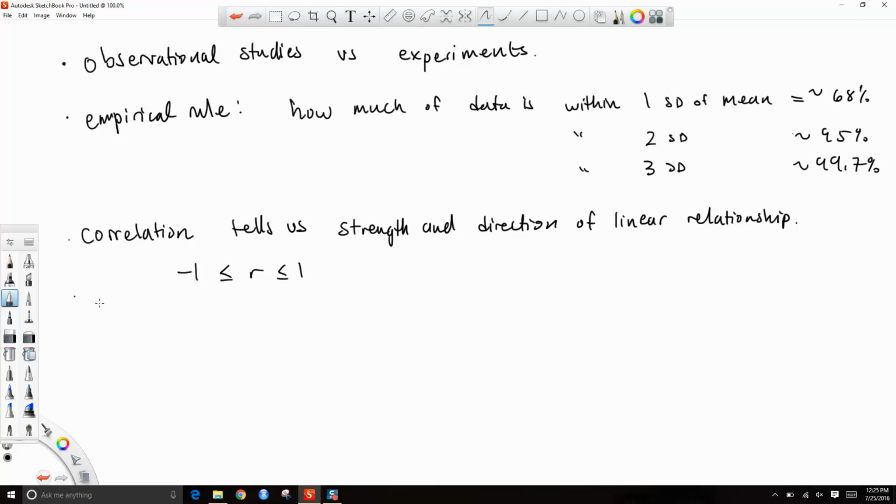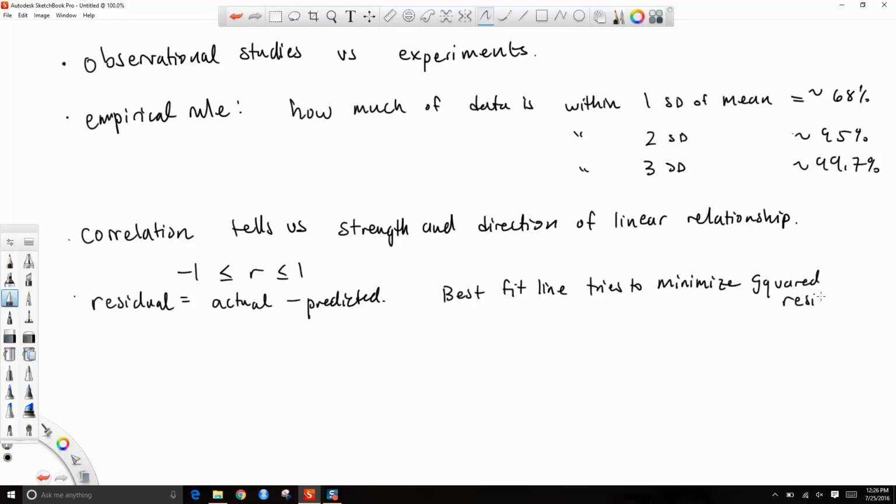What's a residual? Yeah, the actual or observed minus the predicted. It's kind of the difference between the reality and what we predict. And the least squares line tries to minimize the squared residuals, okay? So our best fit line tries to minimize squared residuals. I don't know why my S came out so funny here. I think that's it for chapter 4.